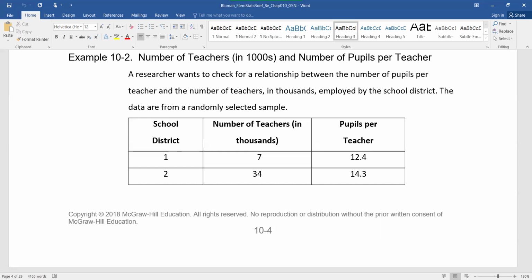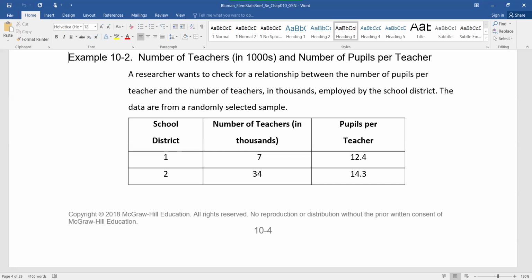All right, so let's look at example 2. Again, I think they did it for us already, kind of save ourselves some time. But it says number of teachers in the thousands and number of pupils per teacher. Pupils meaning students. So a researcher wants to check for a relationship between the number of pupils per teacher and the number of teachers in thousands employed by the school district. And the data are randomly selected. Again, the school districts are just named 1 through 10. So great names they're coming up with today.